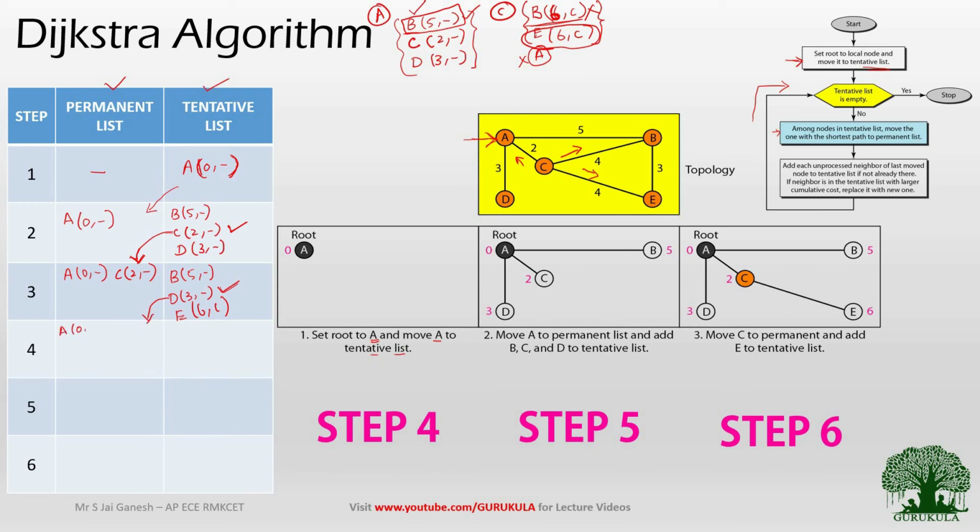Already we have A0 hyphen, and then we have C2 hyphen, and now we are moving D3 hyphen. Now let us put out the list of neighbors that is available at D. So D is connected only to A. Since A is already on the permanent list, we need not again move this to the tentative list. So the tentative list will not have any changes over here. We will be left with only two entries, that is B of 5 and E6 of C. So this is what the entries that we will have in the tentative list.